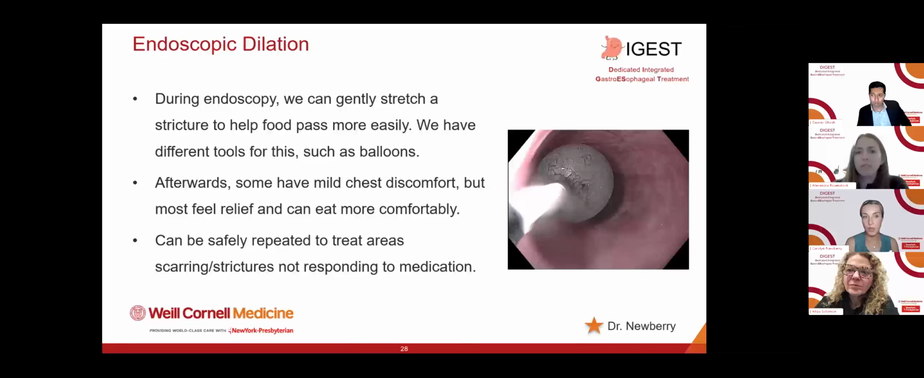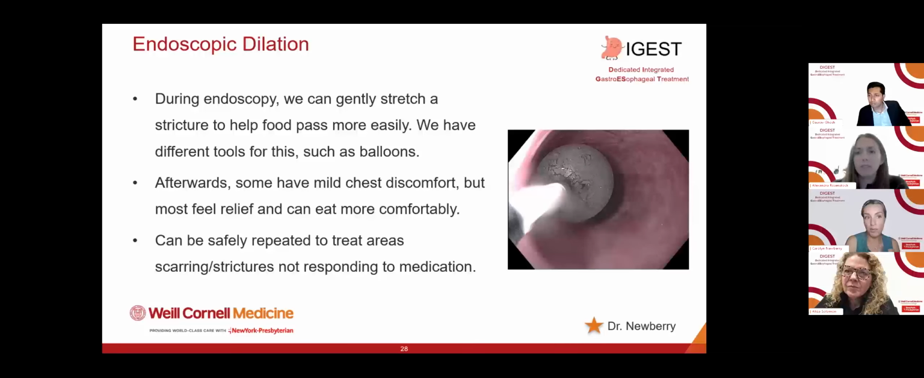That's a balloon that we put into the esophagus through the scope, and we blow it up to gently stretch open the stricture that has developed. Depending on how tight the stricture is and how much we have to stretch it, and if there is some tearing that occurs, there can be some chest discomfort after we do this stretching.